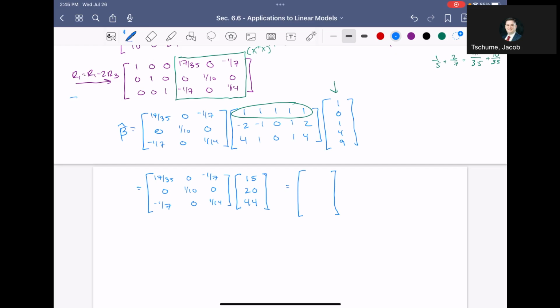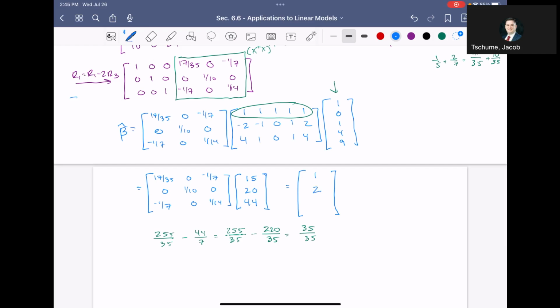What is that? 17 times 15, and I'll do the scratch work down here. That is 255 over 35 minus 44 over 7, which will be 255 over 35 minus, got to reduce that one, that's 220 over 35, which becomes 35 over 35. So that's the best news you could have heard. The first answer is 1. The second row times the column's a lot easier because you're just doing 1/10 times 20, which is 2.